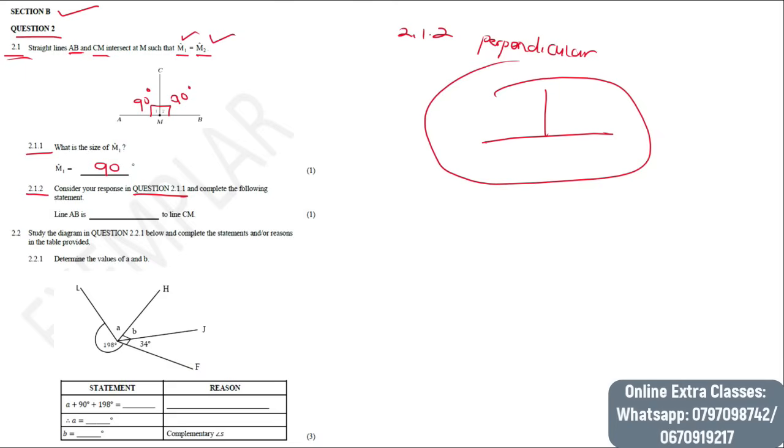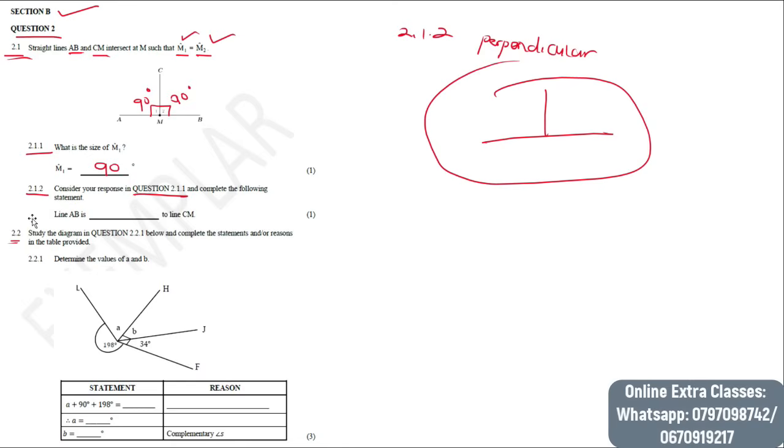Once you see this symbol, just know that it represents perpendicular lines. Okay, and then next we will move to question 2.2. We are told to study the diagram in question 2.2.1 below and complete the statements or reasons in the table provided.